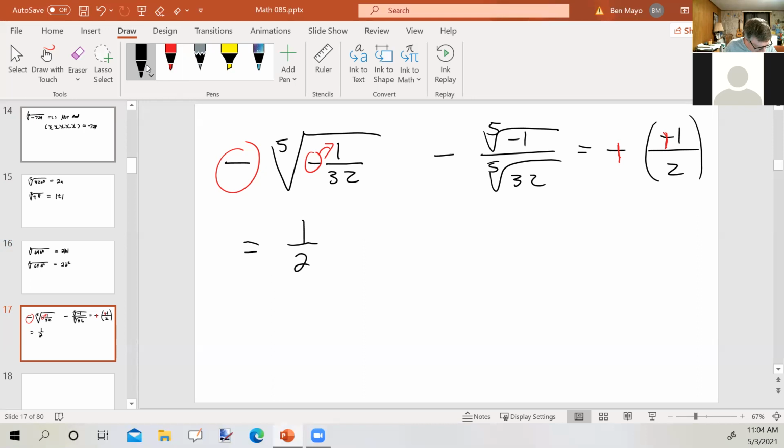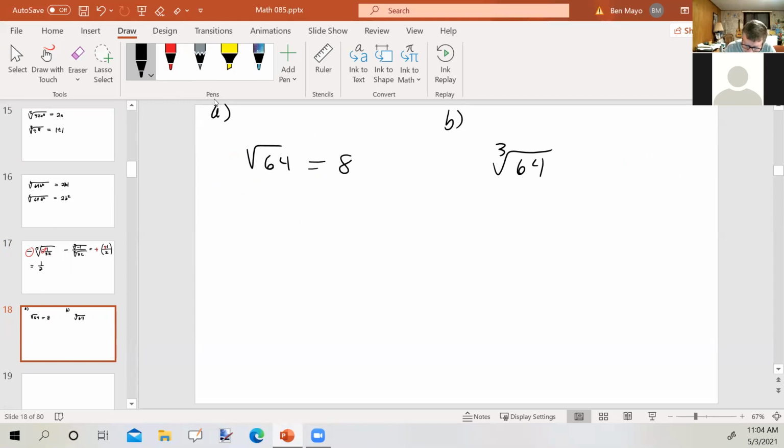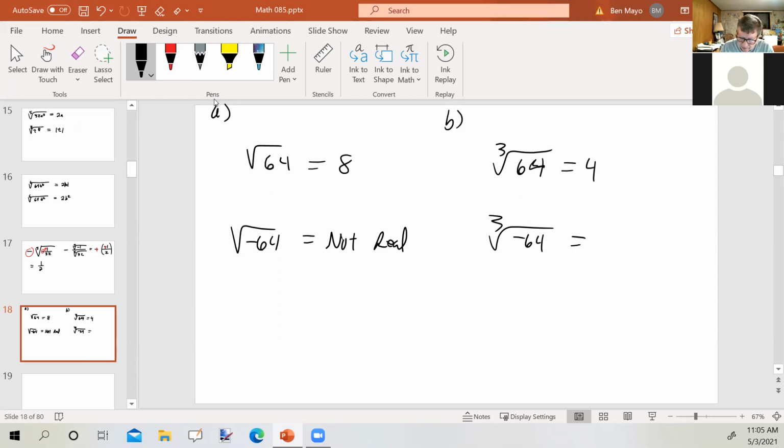Okay, let's take a look at some things that they call lookalikes. We've got the square root of 64 and then the cube root of 64. Well, the square root of 64 would be 8 because 8 times 8 is 64. The cube root of 64 would be 4, because 4 times 4 is 16, times 4 is 64. But what about these? The square root of negative 64 and the cube root of negative 64. Well, the square root of negative 64 is not real, because you can't take an even root of a negative number. The cube root of negative 64 is real. It's negative 4. Any questions there?